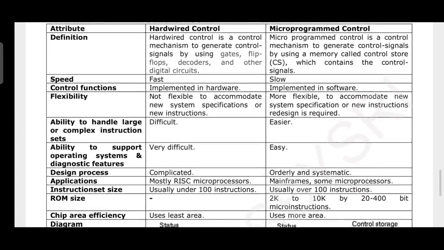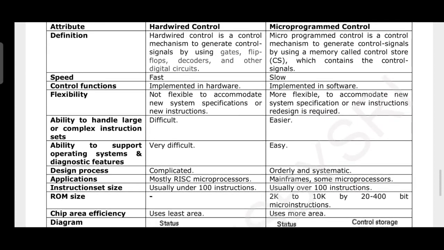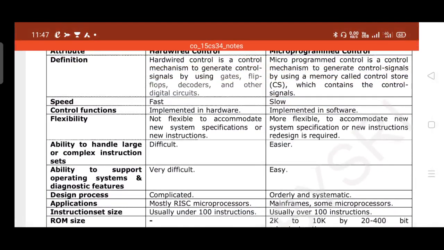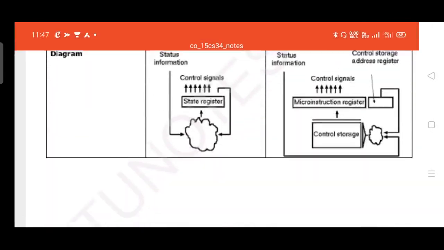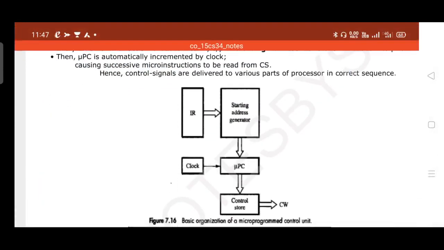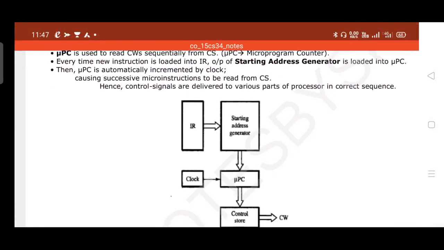Okay, this is another probable, most expected question, you can consider this also. Whenever a question asks you to differentiate between, you should answer using a tabular format. About microprogrammed control, let us discuss in the next session.